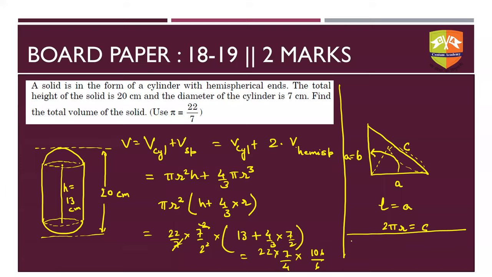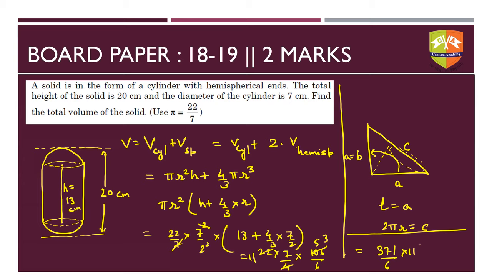Have I done the calculations correctly, guys? Let's check once again: 6, 13s are 78 plus 28, 106. Okay, 106 by 6. This is what I am getting. So, someone has joined. Just a minute. So, what will this be? This will go by 2, 11 and 2, 53. So hence here, 7, 3s are 21, 37 by 6 into 11.